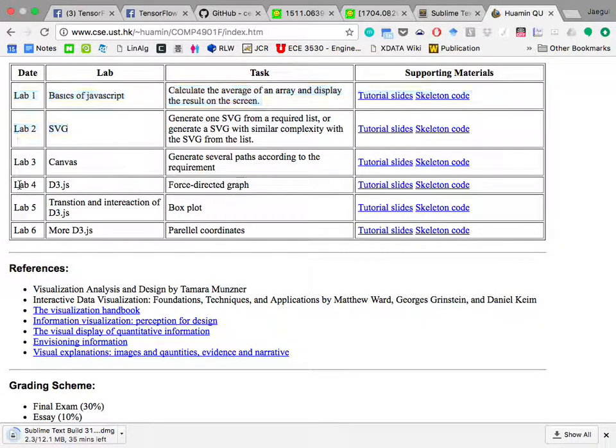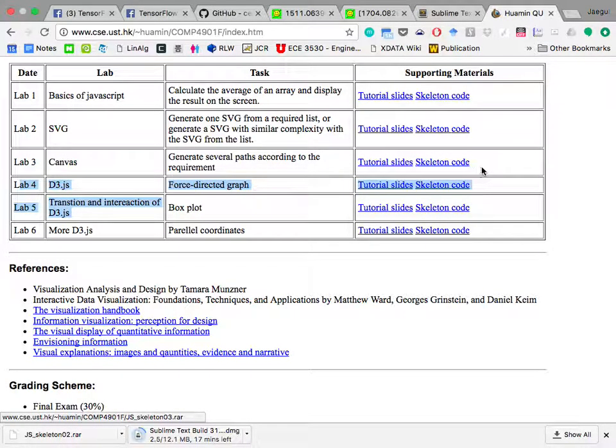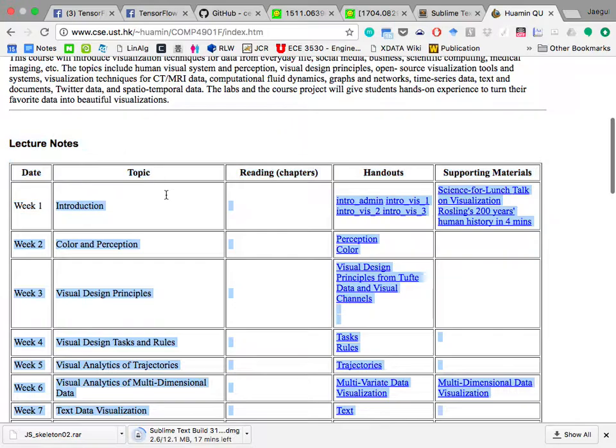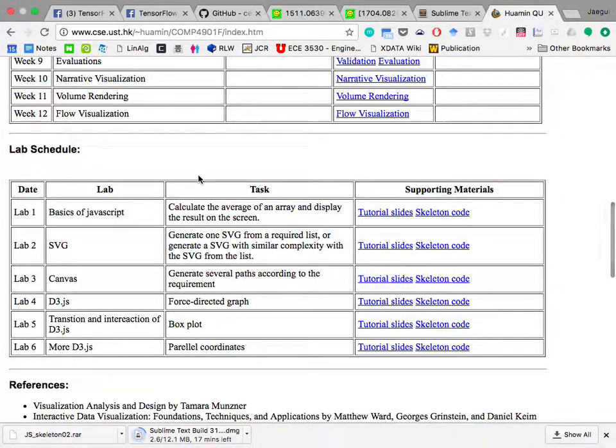I found that it is composed of 6 hopefully simple programming lab sessions with tutorial slides and some exercise code that you can train yourself with. Labs 4, 5, 6, the latter 3 chapters, are mainly about D3, and the first 3 chapters are about the basics of JavaScript and some graphical components using SVG and Canvas. I asked you to do the homework up to lab 3, and I also did my own homework last night, and it was quite fun.